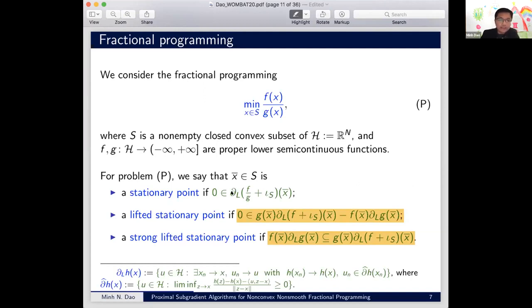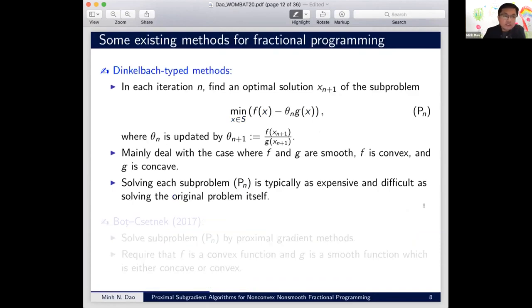And here we work with the limiting subdifferential. And here is the recall of the definition of the limiting subdifferential via the Fréchet subdifferential. Now we recall some popular existing methods for fractional programming.